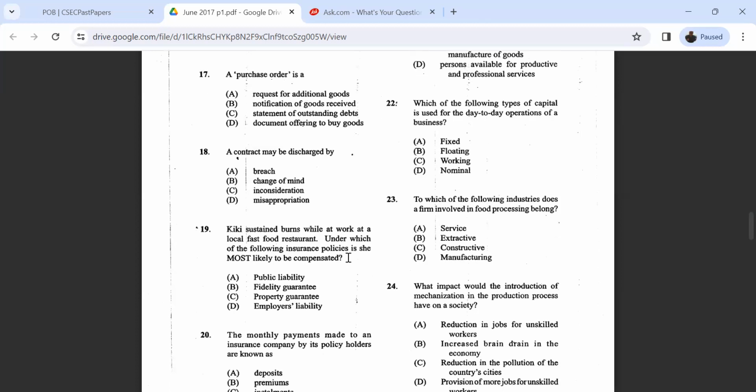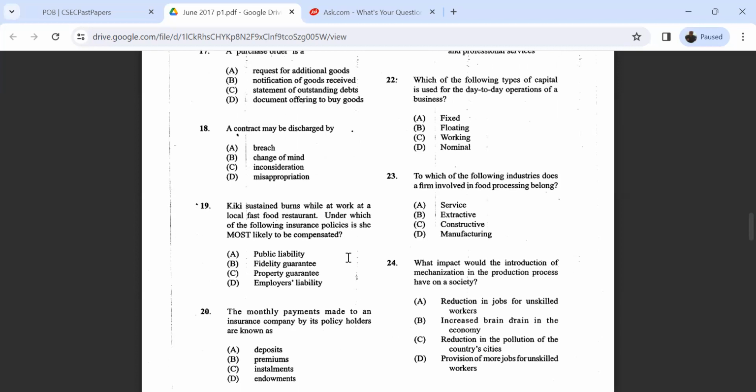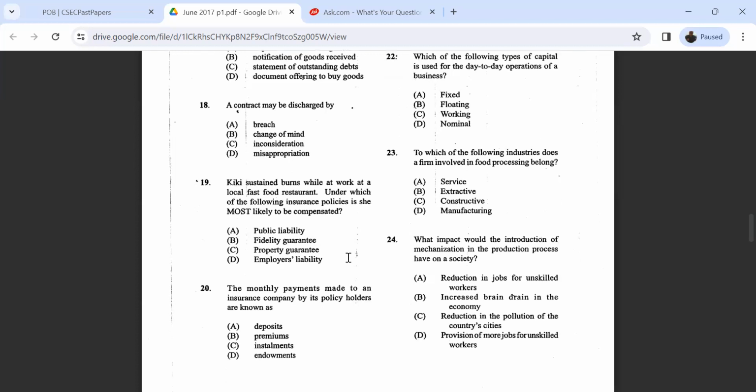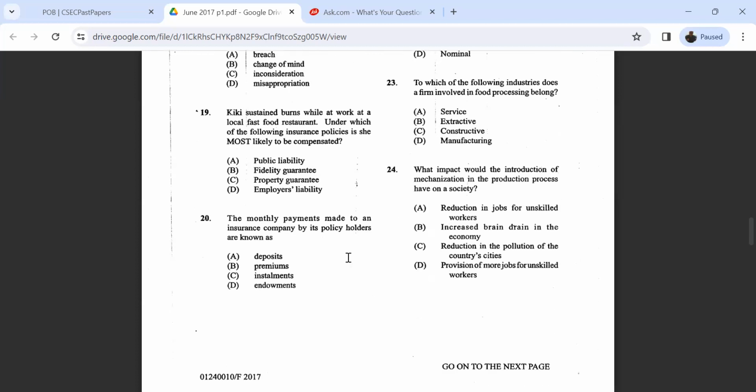Number 23. To which of the following industries does the firm involved in food processing belong? Food processing. Manufacturing. Manufacturing. Right? Because they make any food, right? They're processing it. Number 23 is D.